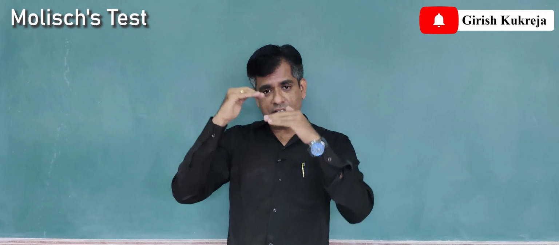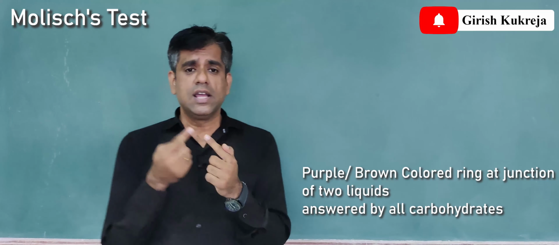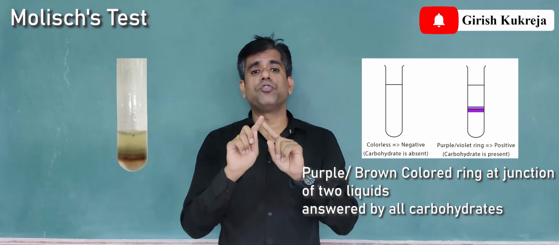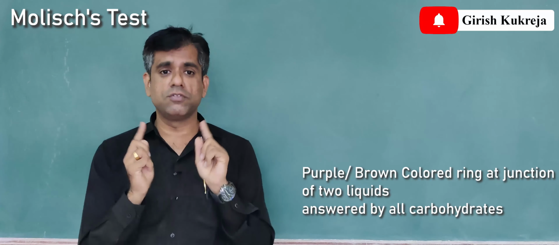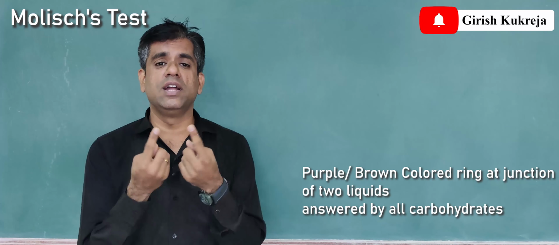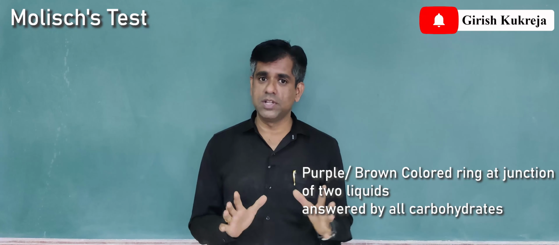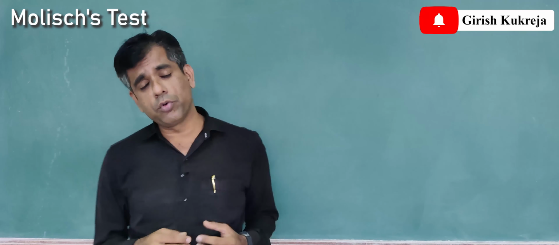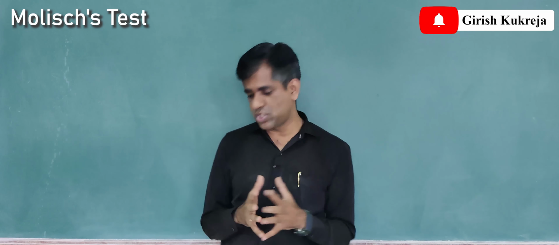Then you will find that the two layers get separated, and at the junction of the two layers, if any kind of carbohydrate is present, you will get the formation of a purple or purplish brown colored ring. So appearance of this purplish brown ring indicates that the test is positive. As I told, this is answered by all carbohydrates; even polysaccharides and glycoproteins will answer this Molisch's test.